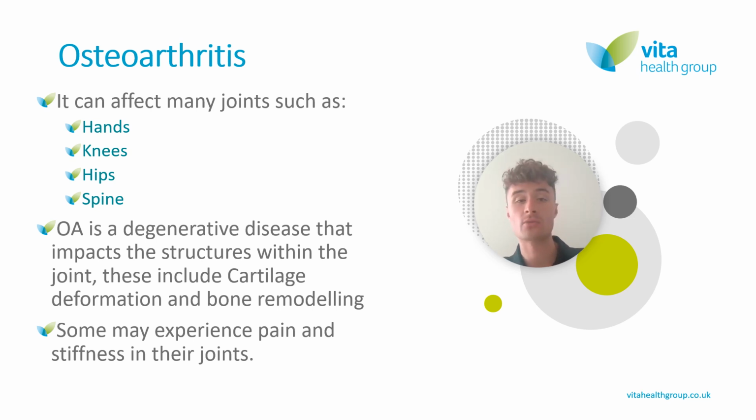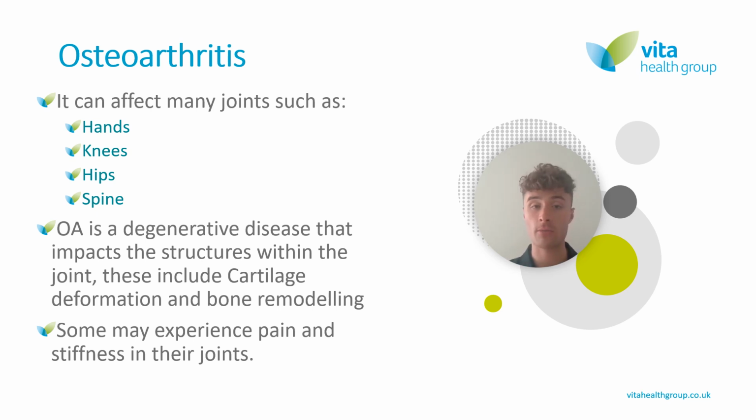OA is a degenerative disease that impacts the structures within the joint. These include cartilage deformation and bone remodeling. Before we move on, I'm just going to take a moment to explain what that actually means for you. So the role of the cartilage is to help absorb force going through the joint, and it also helps with the mobility of the joint.